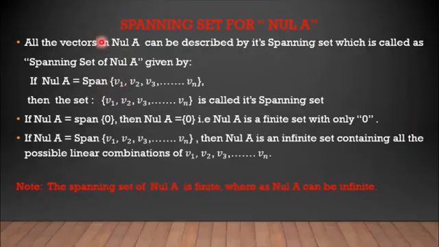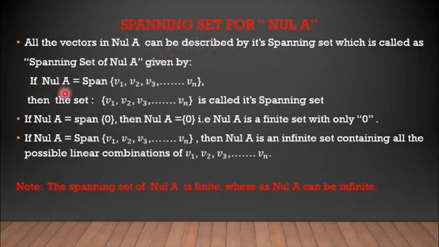Till now we checked, when a vector is given, how that vector can be in the null space. Now we have another concept, the spanning set for null A. What does it mean? All the vectors in null A can be described by a spanning set, which is called the spanning set of the null space of A. That means we were checking whether a given vector belongs to null A or not. But what are all the vectors in null A? Not how many, but which vectors are there, can be described by its spanning set.